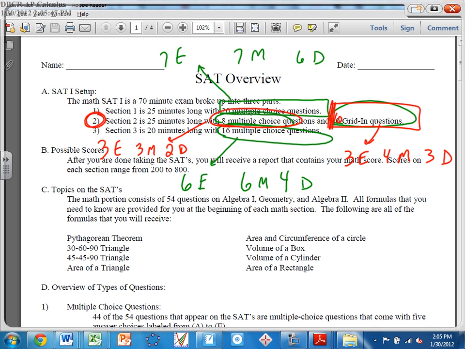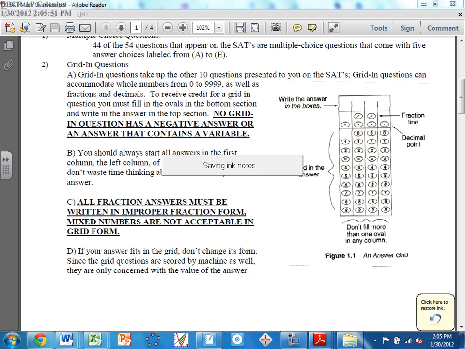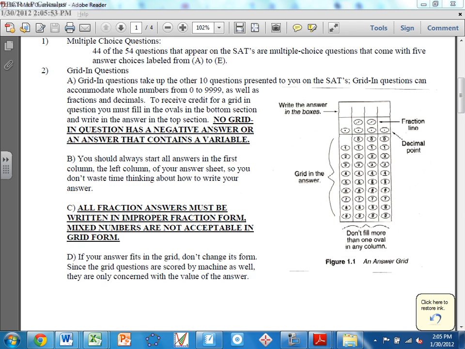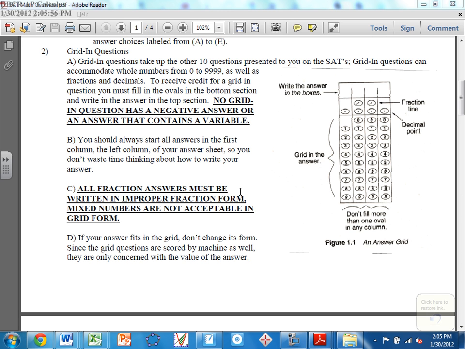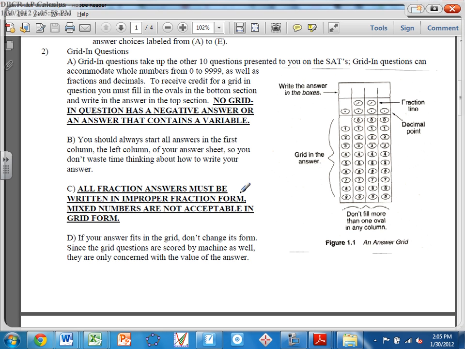Now, your question might be, how do I grid it? What do I do on the test? How do I actually complete my answer? There are no bubble choices for A through E. Take a look at the right here. What you're going to notice is that if you get an answer, all you have to do is bubble in the corresponding location. Say my answer was 2/3.